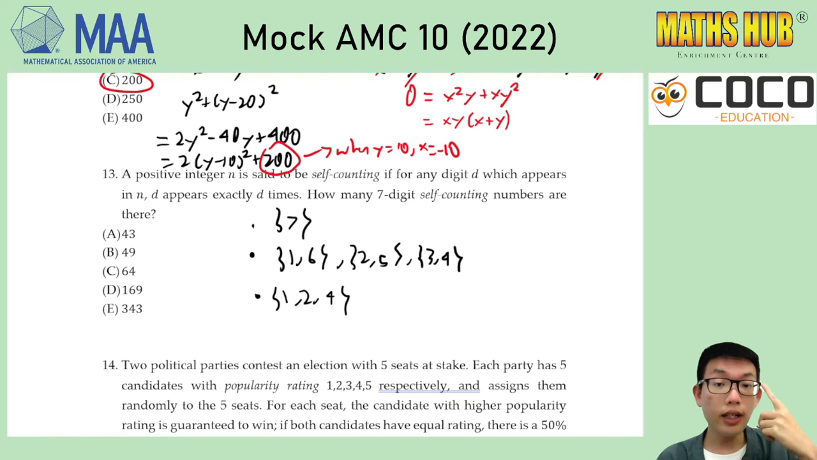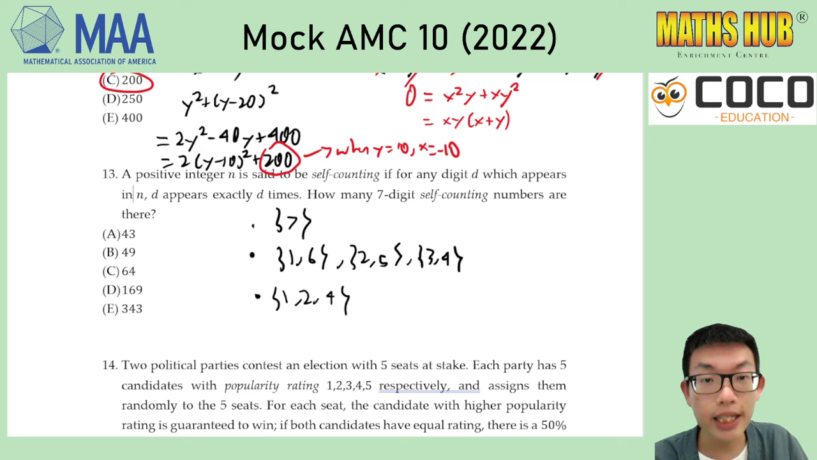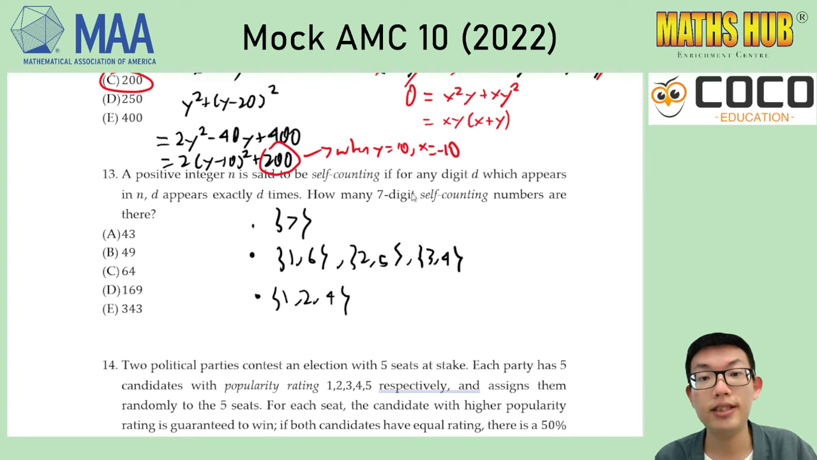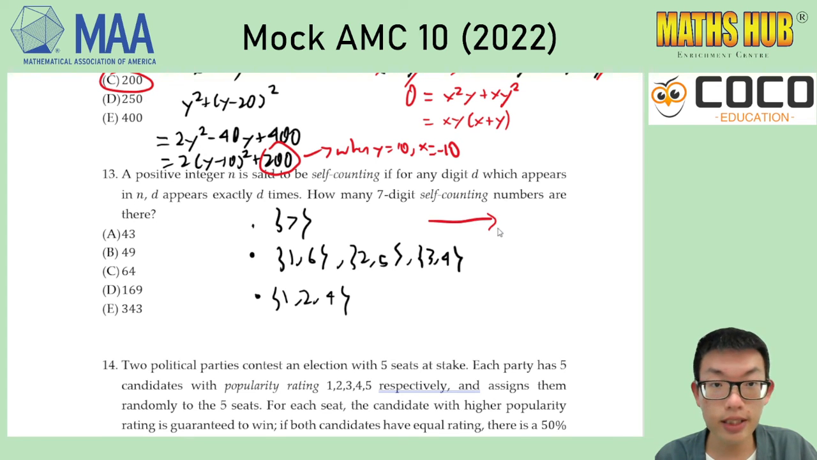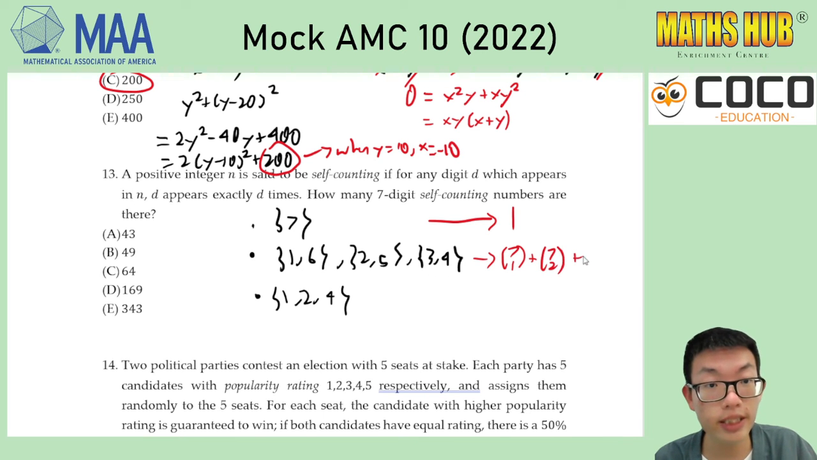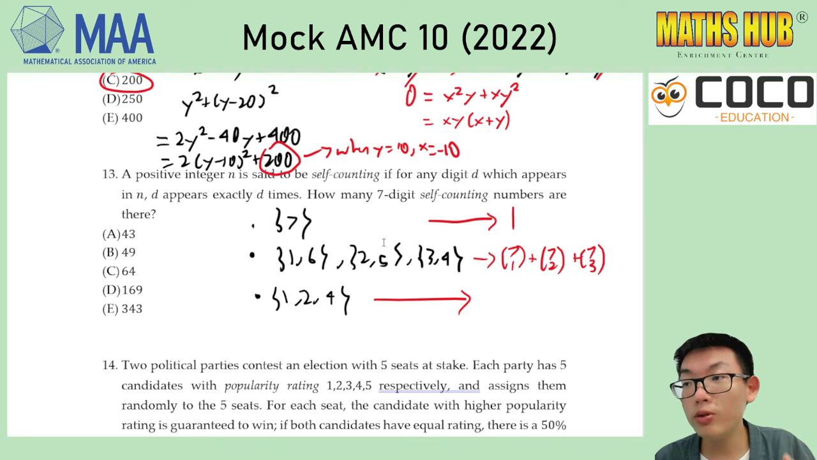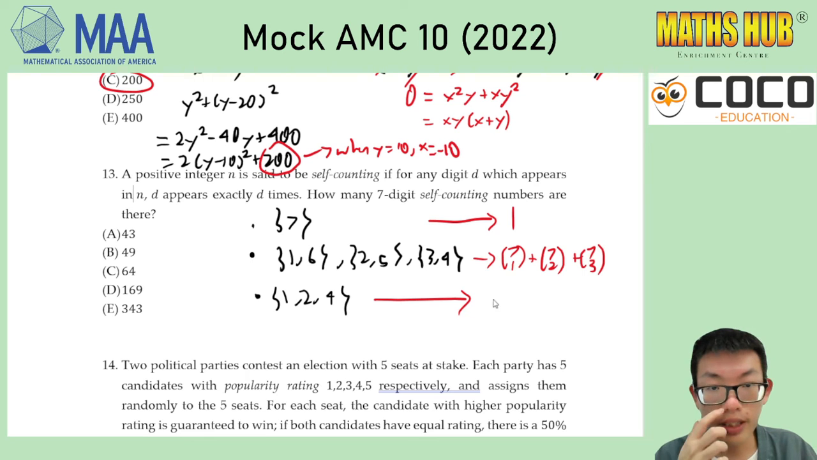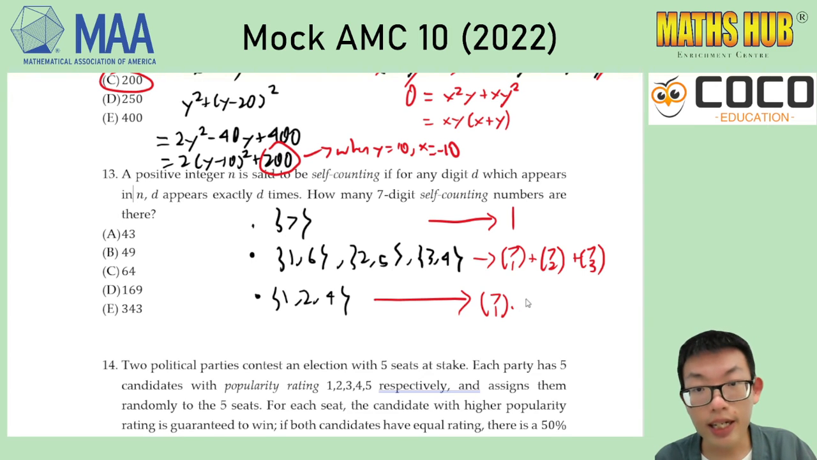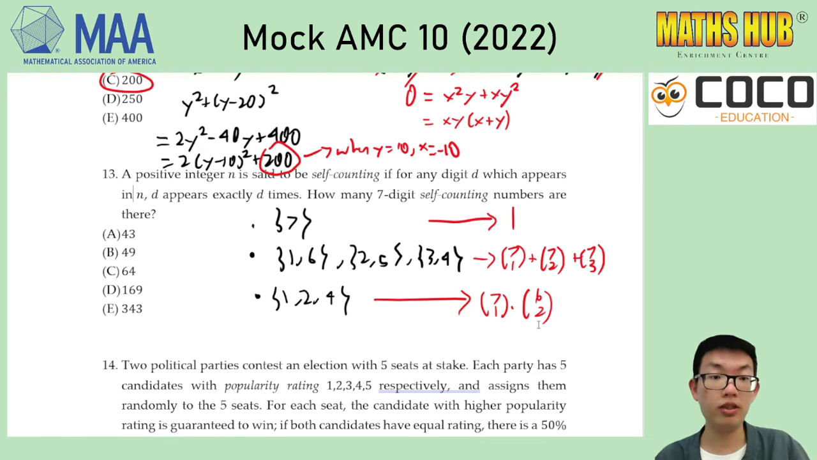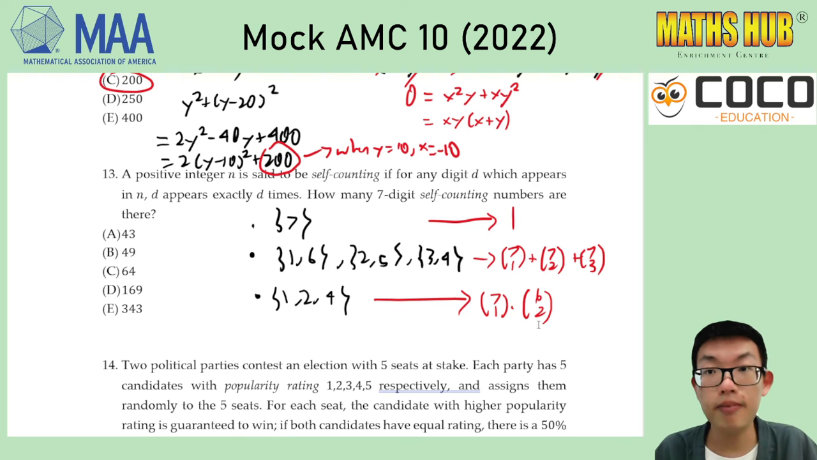Okay, so now I just have to count how many numbers there are, because I could still arrange my digits. So 7 sevens is just one way. One 1 and six 6s, I just need to choose where to put the 1. That would be 7 choose 1. For 2 and 5, choose where to put the 2s, so 7 choose 2. Choose where to put the 3s, that's 7 choose 3. And for the last one, I've got one 1, two 2s, and four 4s. So I can choose where to put the 1, and then I have 6 more positions to put the 2s. And so this is all, and I have to add them.